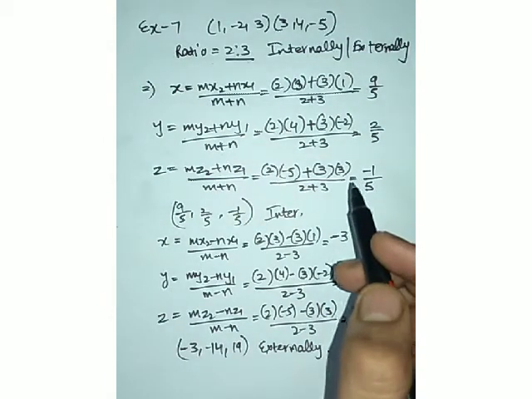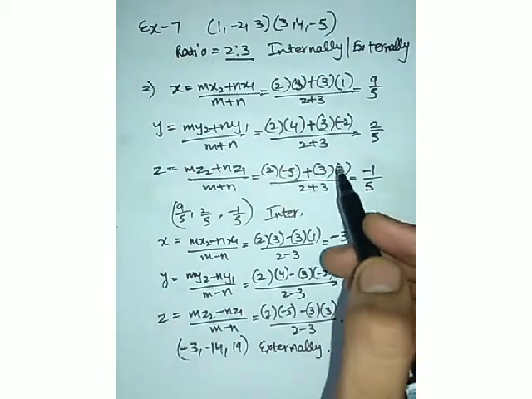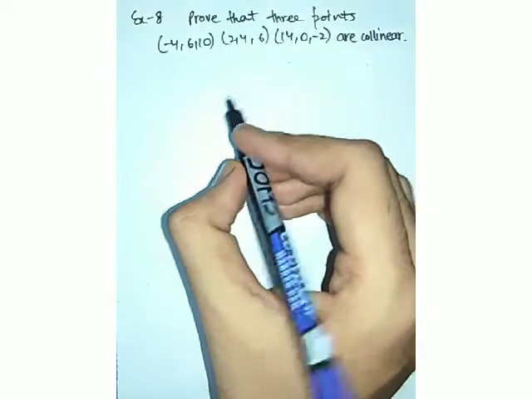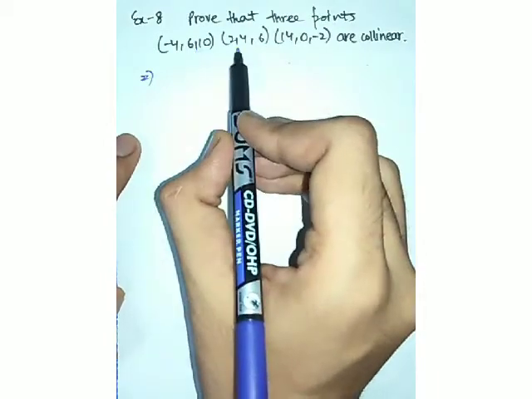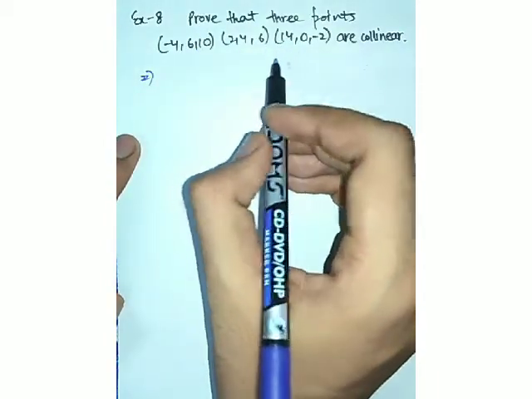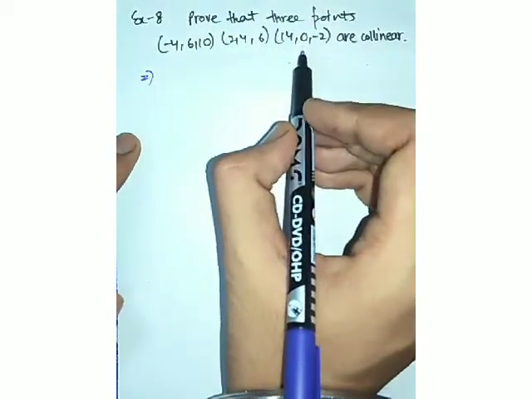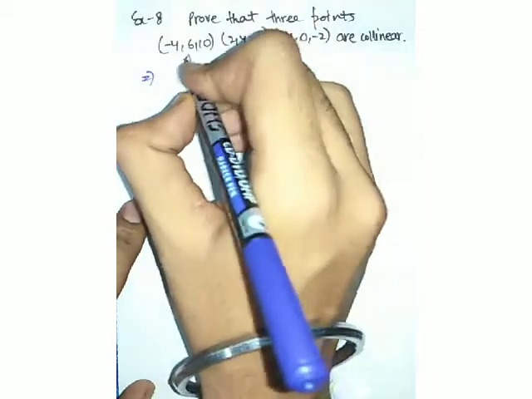Let's move to the next example where we have to make some assumptions as well. This is the next given example. In this we have to prove that these 3 points are collinear. It means these 3 points are lying on a single line. So what's the working method?